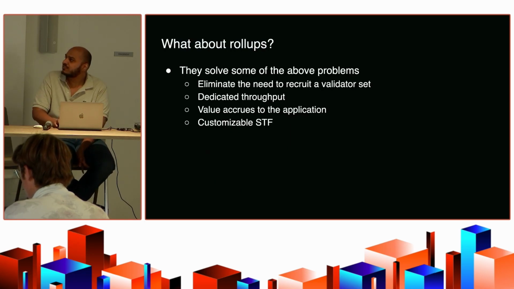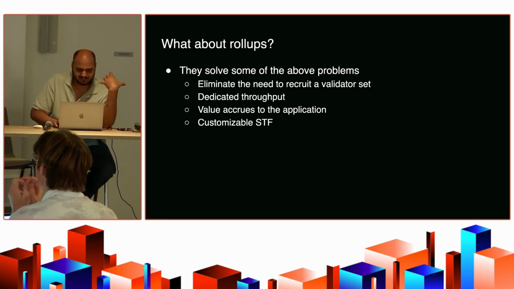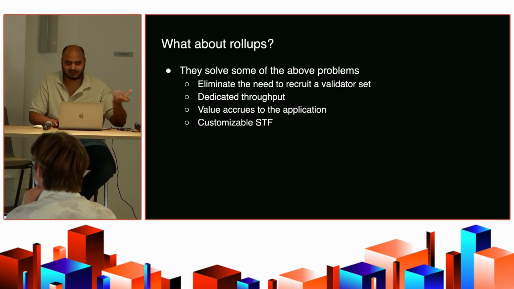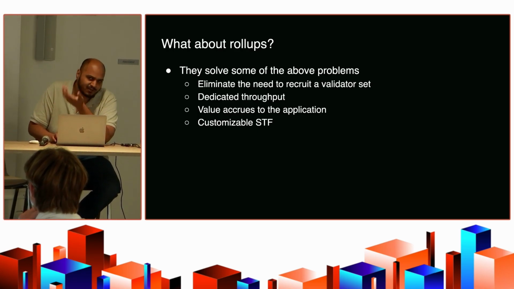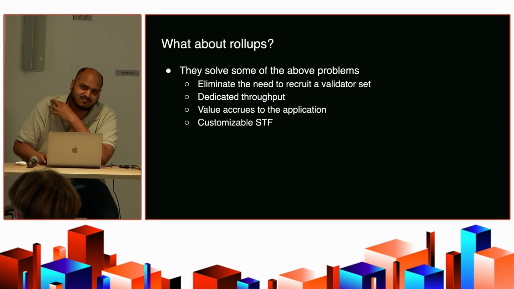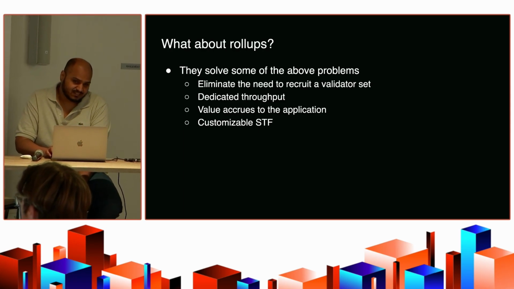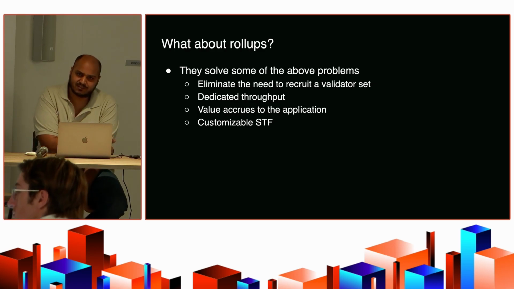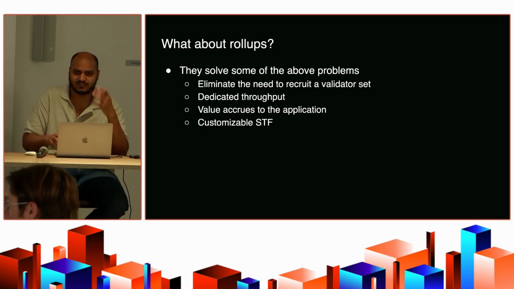So what about rollups? Yeah, they solve some of the above problems. They eliminate the need to recruit a validator set, because now you're using the underlying DA layer. You have dedicated throughput, something that your smart contract chains don't have, because now you have resources for your application. The value accrues to the application, which is pretty great because you're capturing all the value and not some other layer one. And the STF is customizable, which is beneficial, similar to application chains. You have full control over the logic that you encode around the state transition function.